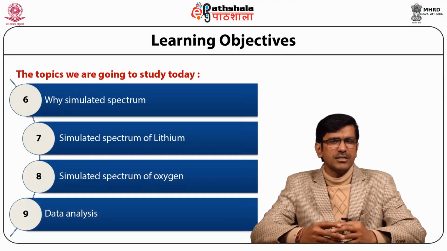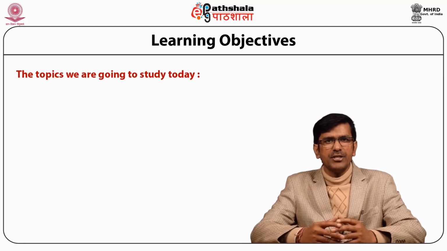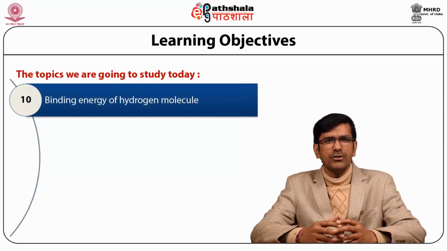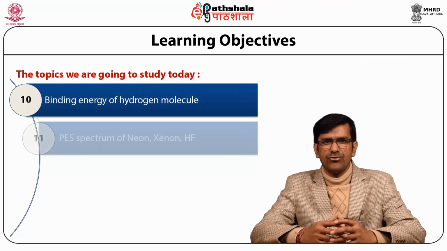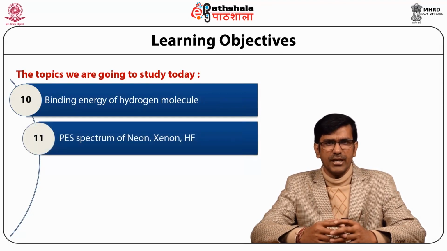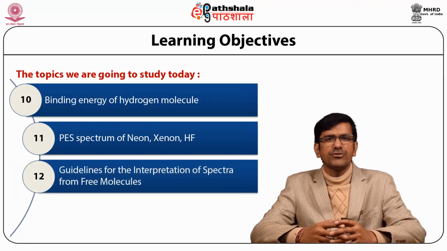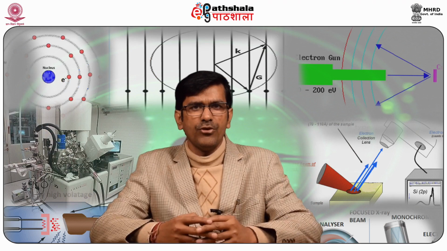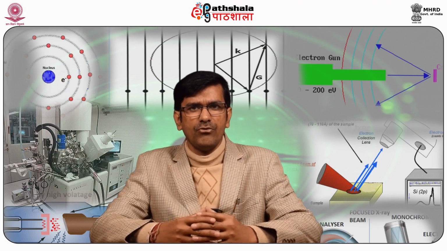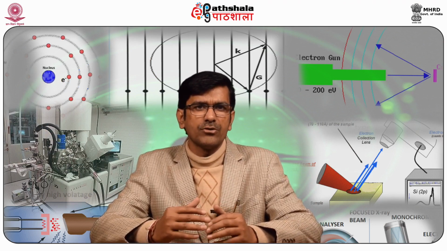9th is data analysis. 10th is binding energy of hydrogen molecule. 11th is photoelectron spectra of neon, xenon and hydrogen fluoride. At 12th point, we will be discussing the guidelines for the interpretation of spectra from free molecules. And 13th is the newer developments. Before the interpretation of data, we will study what is a photoelectron spectrum.